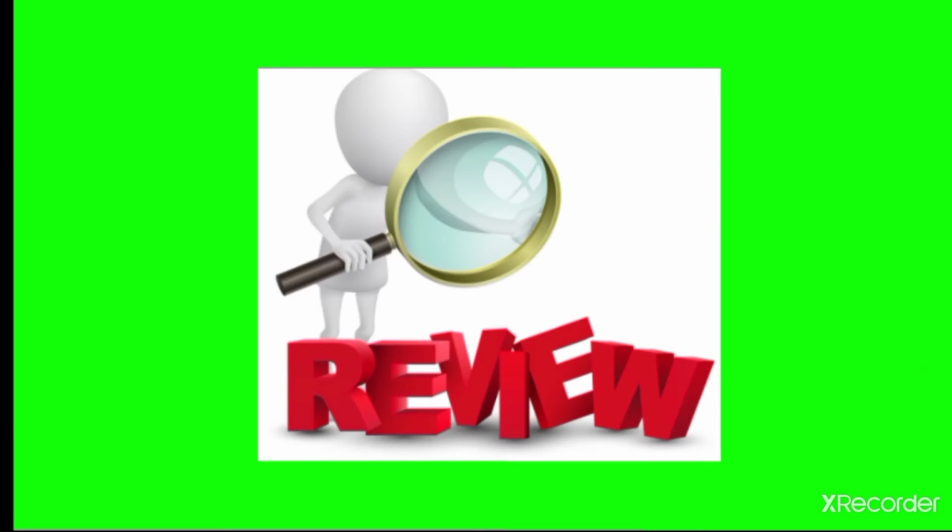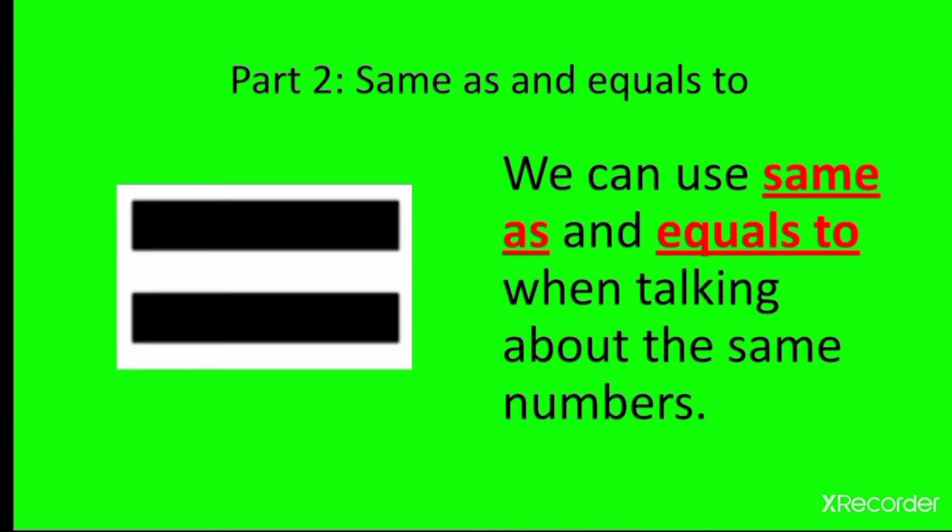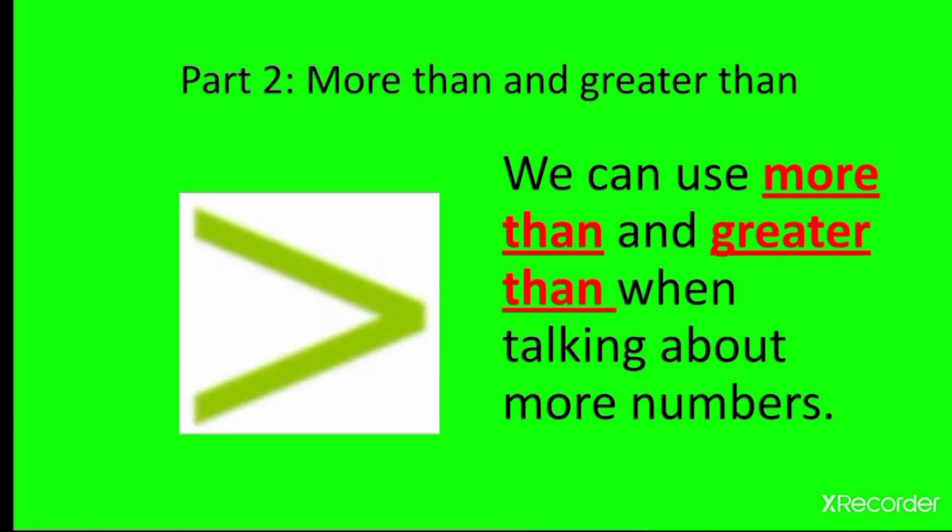Let's have a quick review. Part 1, same as and equals to. Remember, we can use same as and equals to when talking about the same numbers. So 4 equals 4, or 4 is the same as 4. Part 2, more than and greater than. You can use more than and greater than when talking about more numbers. So you can say 5 is more than 3, or 5 is greater than 3.